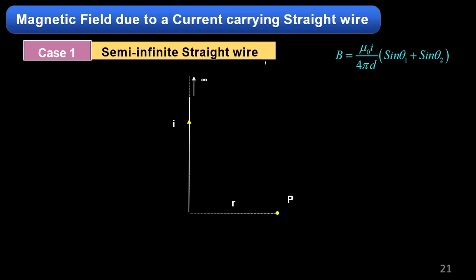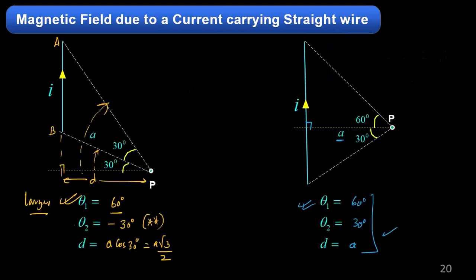Now there are two varieties of this problem. I use this equation to calculate the magnetic field for a straight wire which is finite. Why is it called a finite wire? Because from the point P I can clearly see the two endpoints of the wire, and that's why it is called finite straight. So this wire is basically finite.